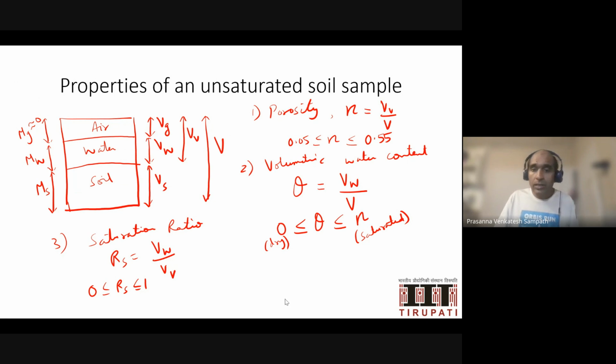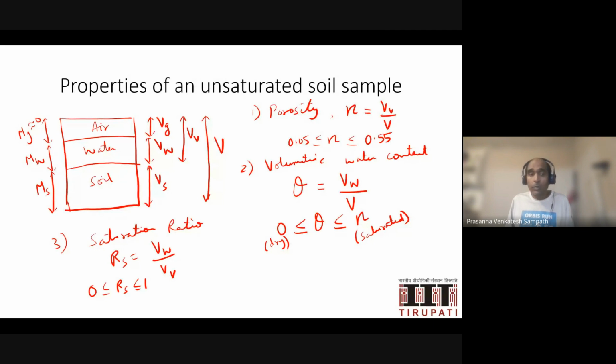Okay, so let us get into the lecture itself. We stopped at this point in the last class. We were discussing the properties of an unsaturated soil sample, and we discussed 4 or 5 properties. First one, the porosity, which we define as the volume of voids divided by the total volume of the sample. The range of values of porosity is typically between about 5% to 55%. Maybe in some extreme cases you might get 60%, but that's about it.